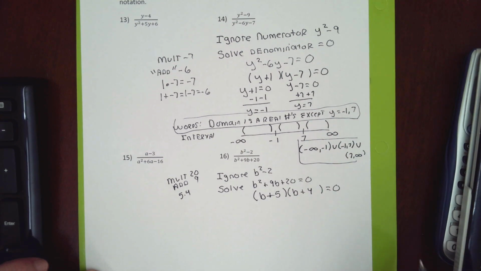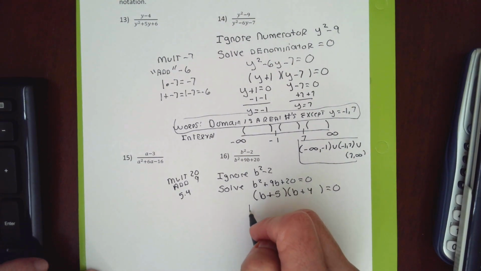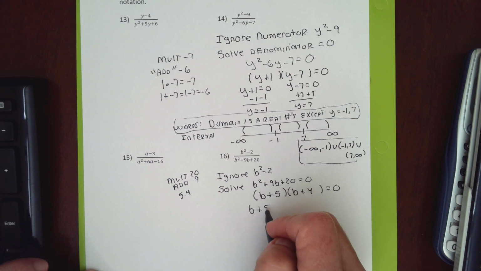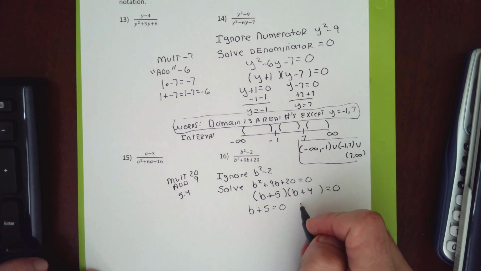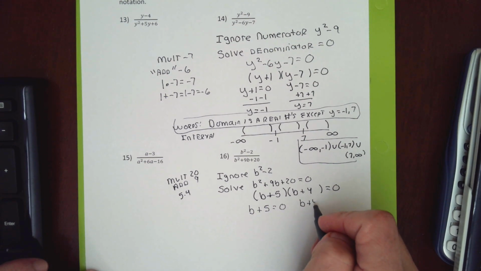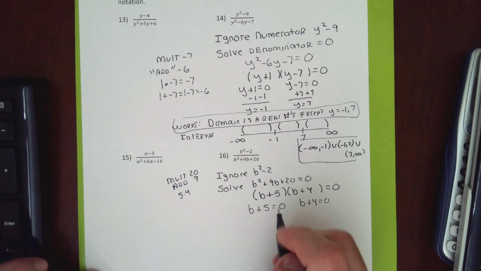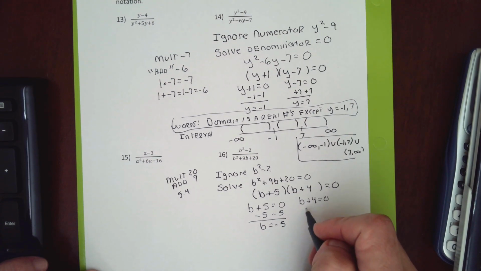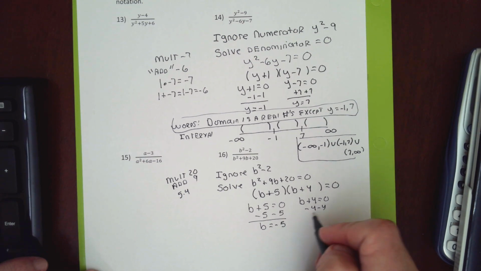Now that I have it factored, I can split the parentheses up and get the answers that are implied when I set those factors equal to 0. The b plus 5 factor, I'd minus 5 from both sides. You should do that in your head and not show this algebra. And the b plus 4 factor is going to give you b equal to minus 4.